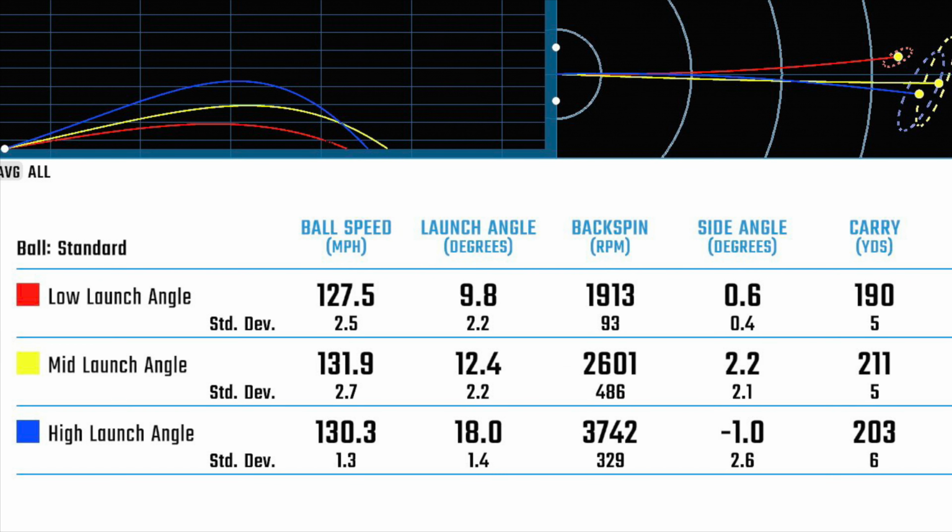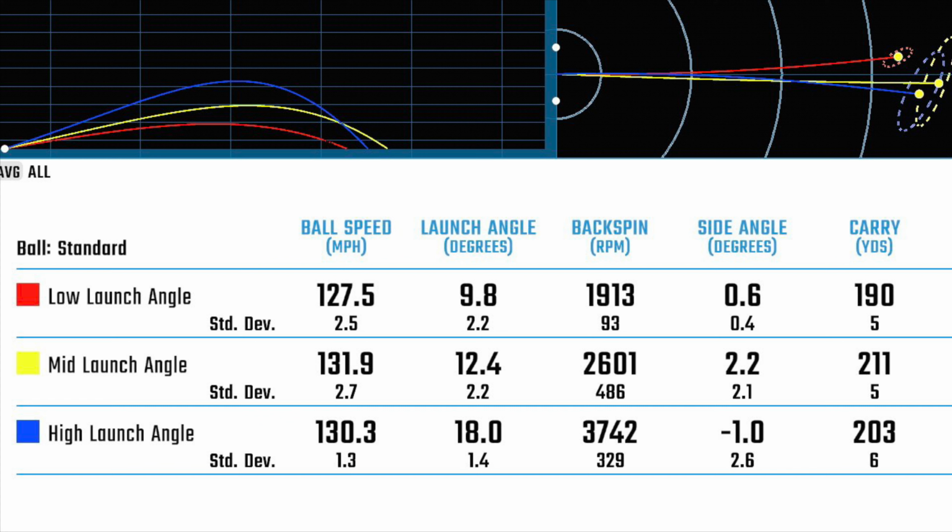So let's have a look at all the shots I've hit today. I've tried to break them down into 3 different launch angle categories. Low, around about 10 degrees. The mid launch angle, you can see there's around about 12.5 degrees. And the high launch angles were at 18 degrees.